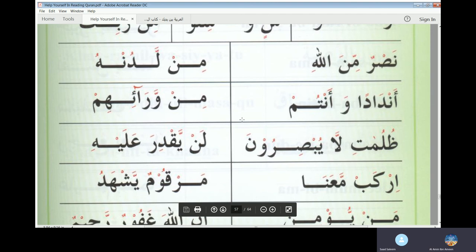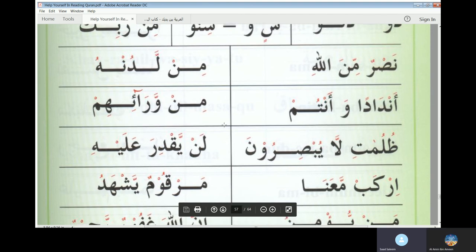You going back down? Yes, okay. We were here. Read this.